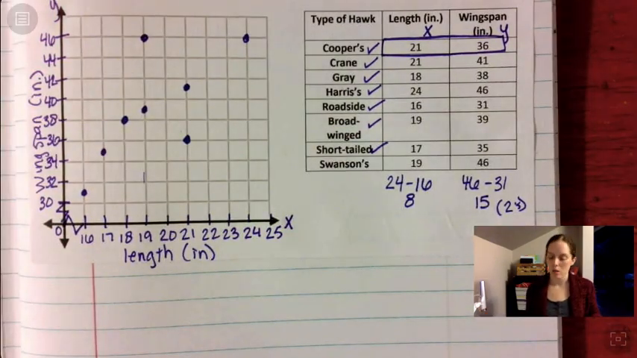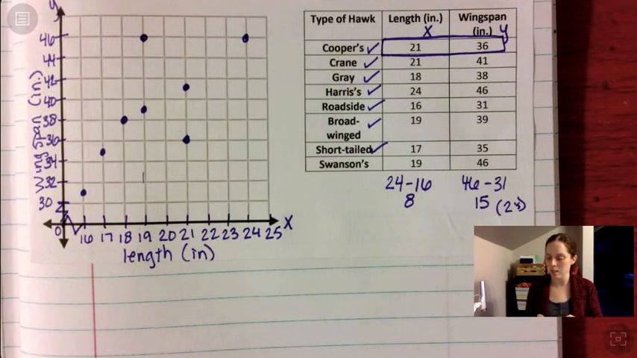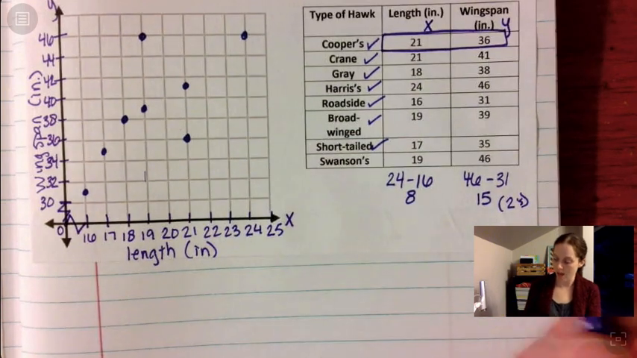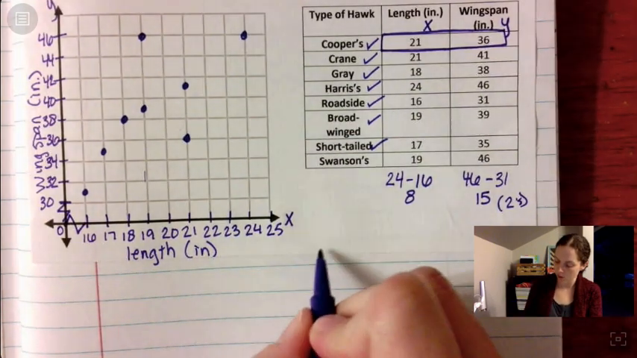Okay, so directions. Create a scatter plot for the following data points. Check, that's what this is. Next, determine the type of correlation. Okay, positive or negative or none. This one is going to have a positive correlation.